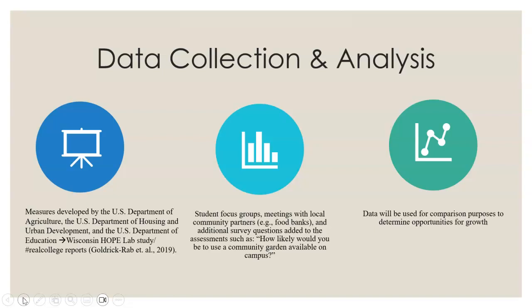Getting that qualitative data from students is going to be important as well. They're going to be pivotal to understanding this issue and how to improve it. So student focus groups, and then meeting also with local community partners, nonprofits, food banks, for instance, and asking those important questions from students in terms of how likely they would be to use particular resources on campus, how desirable these are for them, and what the best way to ensure that they can access them is going to be very important. The data is primarily going to be used to begin with for comparison purposes.